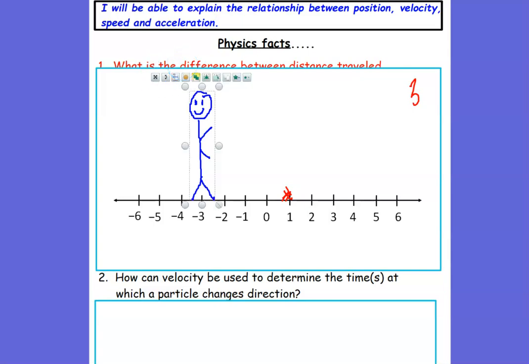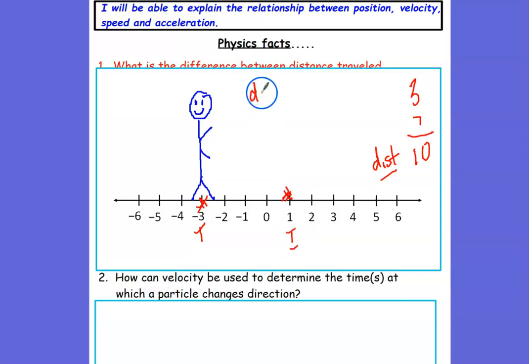So now notice that his total distance traveled, he went 7 to the left, he has traveled a total of 10 units. That is his distance. Now let's mark his landing spot. His landing spot is -3. So that is his terminal, and this was his initial.